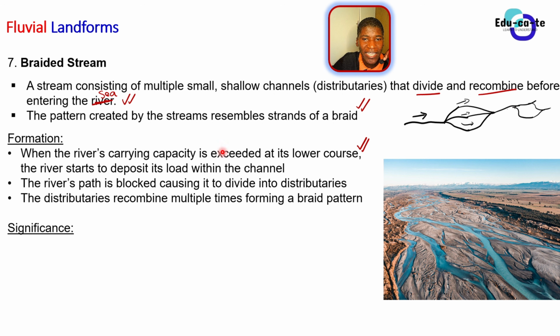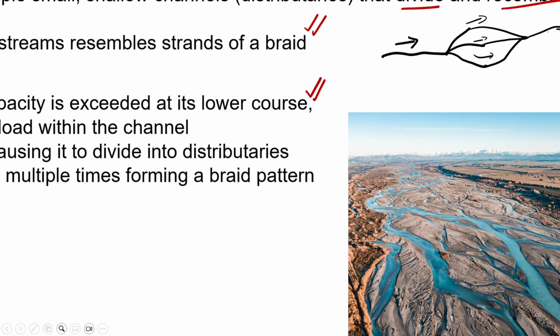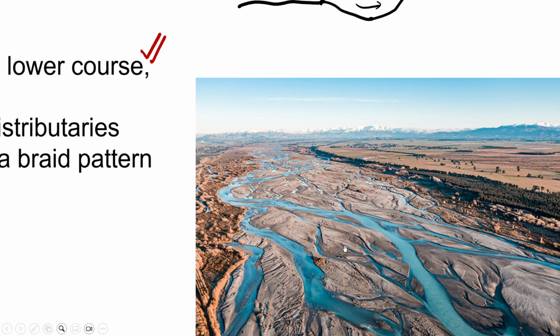So here, when the river's carrying capacity is exceeded at its lower course, the river will start to deposit its load within the channel. It's still the same process, just as a delta. Basically, the river doesn't have much carrying capacity because at the lower course, remember that it has got low speed. The river is moving slowly. So basically, here, this is my river. It's moving slowly now, so it will deposit. You can see that all the soil between this water has been deposited by the river because the river cannot carry anymore.